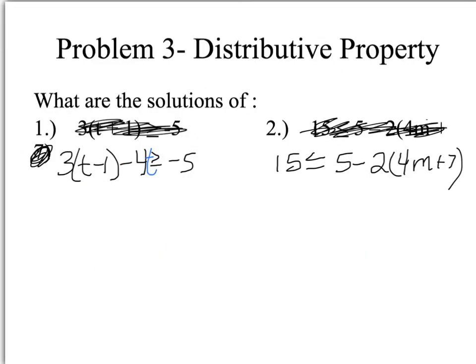Okay, problem 3 is distributive property, and I apologize, when I did this in the PowerPoint, it got really messed up, so I crossed some things out and I rewrote them. But problem number 1 is 3, and then in parentheses, t minus 1, minus 4t is greater than or equal to negative 5.